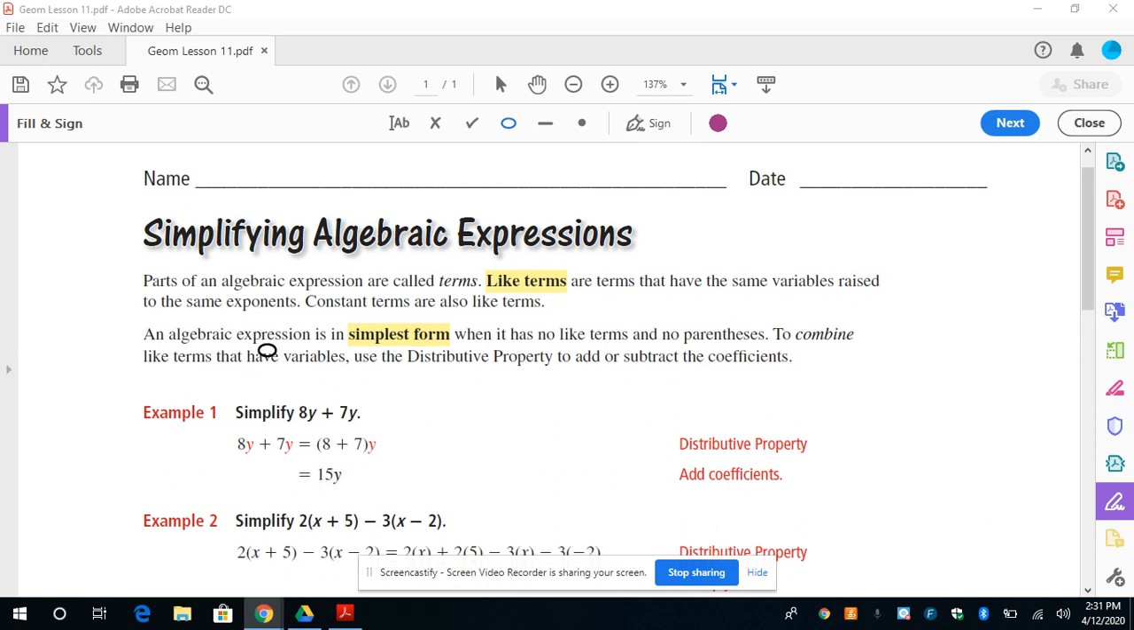So lesson 11 is a review of simplifying algebraic expressions. I was realizing that some people were struggling with the last lesson. I thought it would be a review, but that's okay. I will walk through this one for lesson 11, so you'll listen to my video and take notes and answer the questions with me at the bottom.